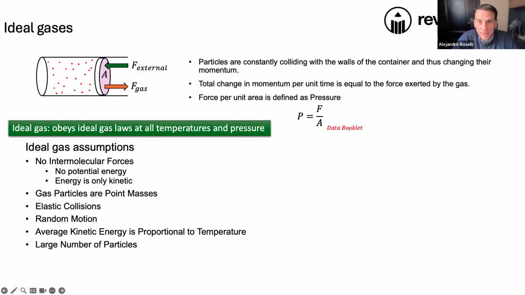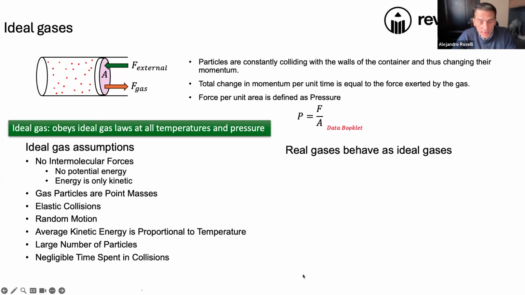A large number of particles is required for the statistical treatment to be effective. We are assuming that whenever we are describing a gas, there is a large number of particles involved, and the time spent during collisions is negligible. That means it takes zero time for particles to collide with each other. Now, moving on. Real gases, on the other hand, might deviate from this behavior or not, depending on the situation.